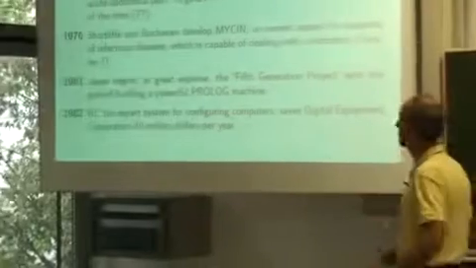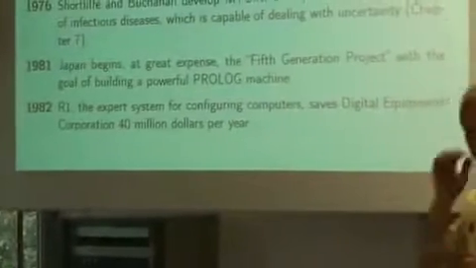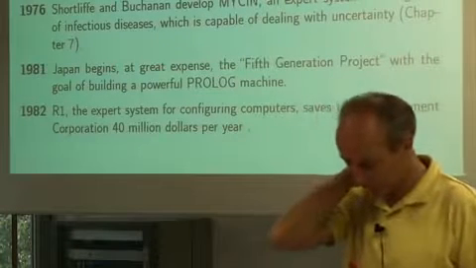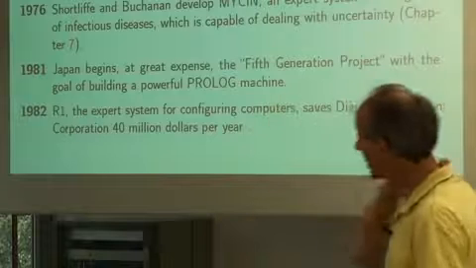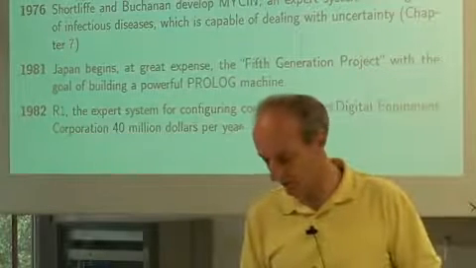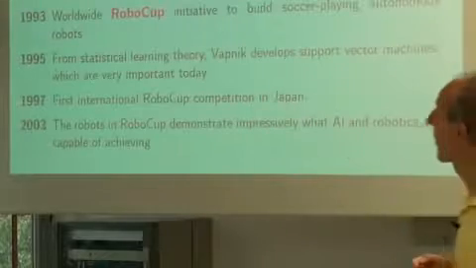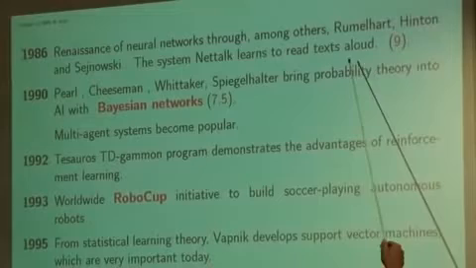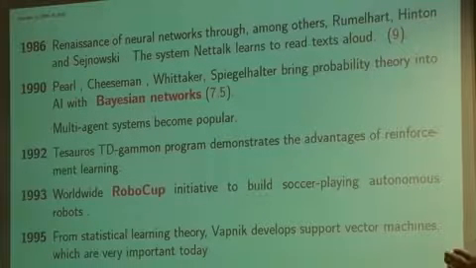Yeah, this was in '82. The DEC company, Digital Equipment, built an expert system for configuring computers, which worked very well. They say it saved them a lot of money because the machine could do the job that humans did before. Okay, and then in the mid-80s, there was a renaissance of neural networks. You see, that was actually 1986.